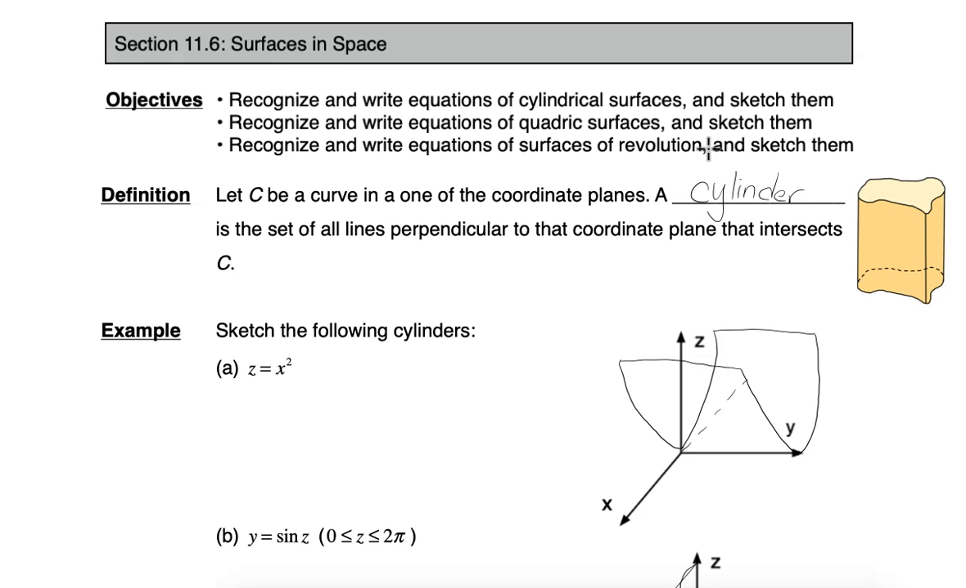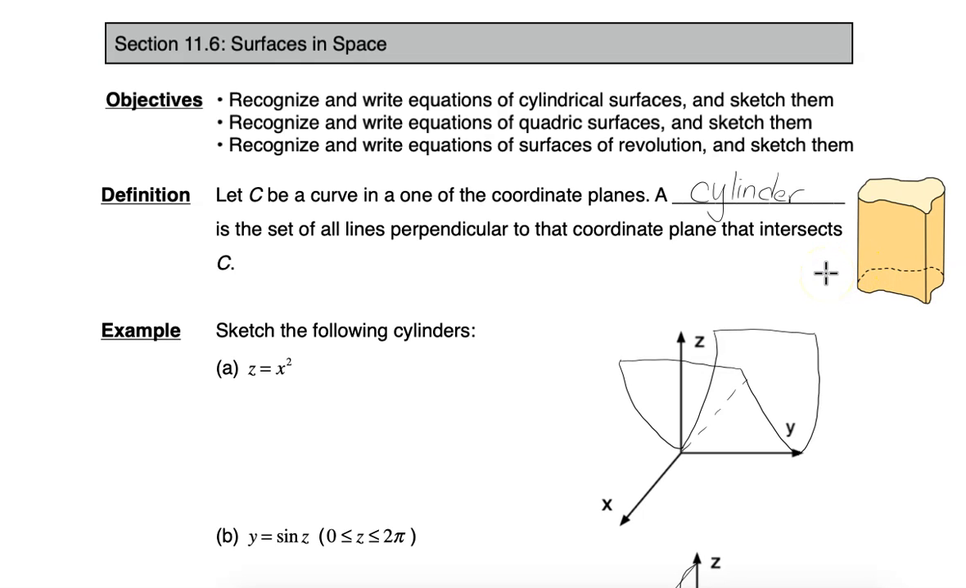So for the first one, a cylinder is a little bit more in the context of multivariable calculus than what you just have in your mind when you think of a cylinder. A cylinder is actually any shape like the one represented here. So how do we define that? We let C be a curve in one of the coordinate planes. In this example, this is in the xy plane, so this is the curve C.